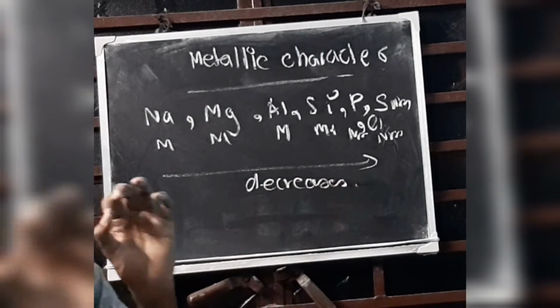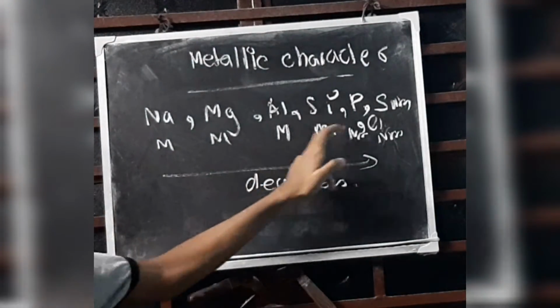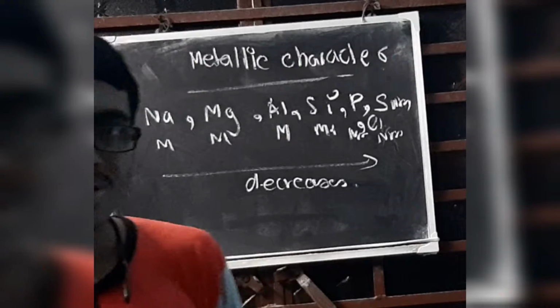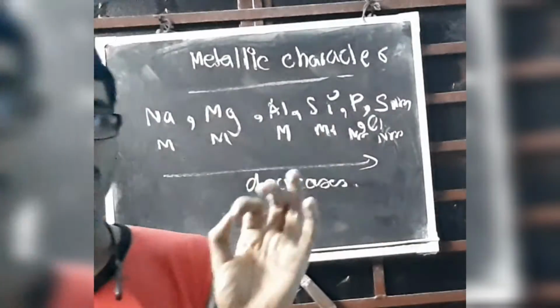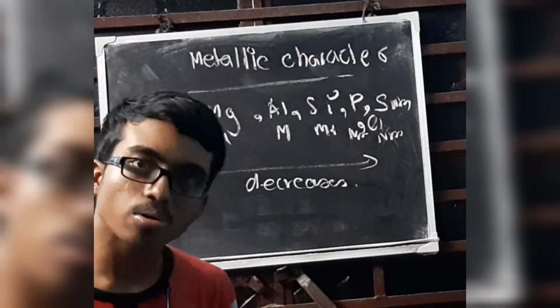Why does it decrease? What is the chemical reason for the decrease? The simple reason is that nuclear pull increases. So with increasing nuclear pull, atomic size has to decrease. And what was the factor of nuclear pull? You increase the nuclear pull, then the electrons will be more closely attracted.